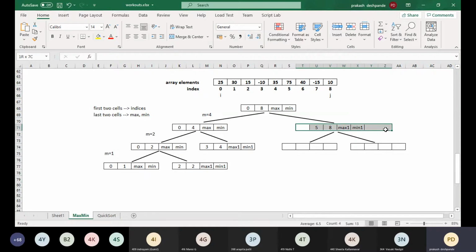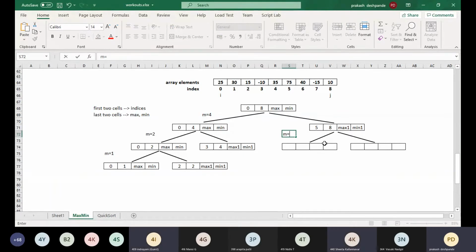Coming on to the right half of the original problem. Again, we need to do the partition for this sub problem. Now we need to calculate the mid value. What is the mid value here? 6. So here what do we get?